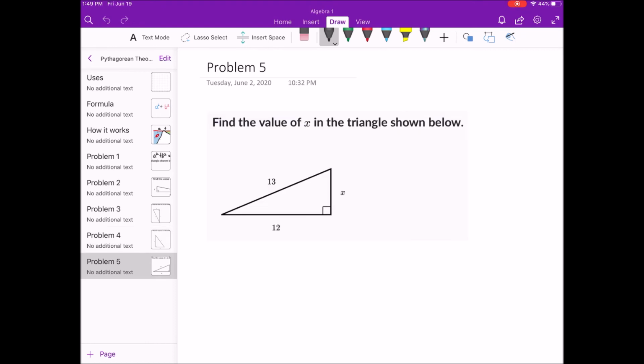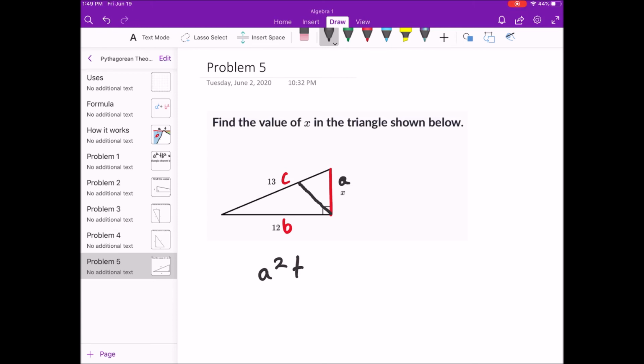Find the value of x in the triangle shown below. Alright, so we have 13 and 12. We're trying to find the length of one of these legs. So that leg is the shortest, so I'm just going to say that that leg is A, and we are provided the hypotenuse. We know this is the hypotenuse because the angle is directly opposite from there. So we also have 12, which is B, and we know that this is C. Let's put that into the formula.